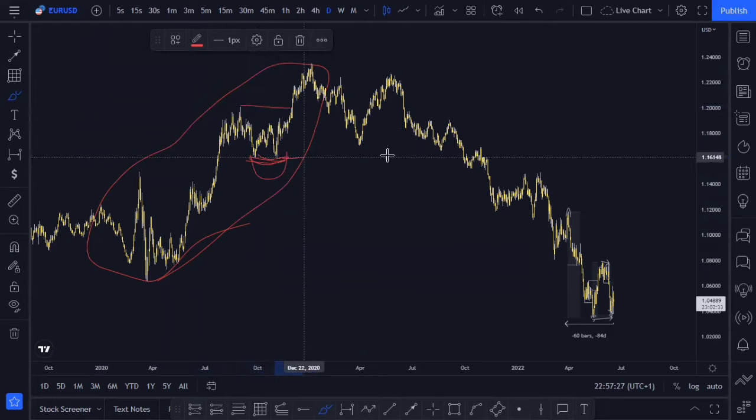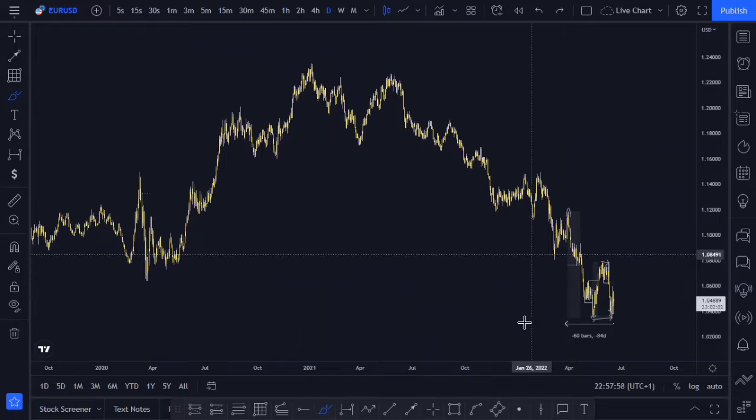So when price broke this low here, that was when the structure changed to bearish. Since we had the break of this low here, price has been trending bearishly ever since. That was August 2021. So since then we've been really bearish on Euro USD.